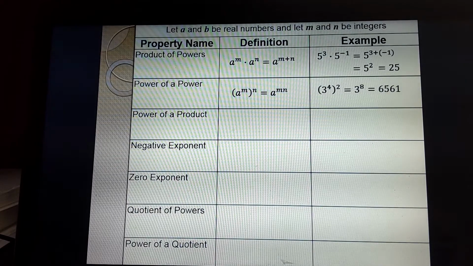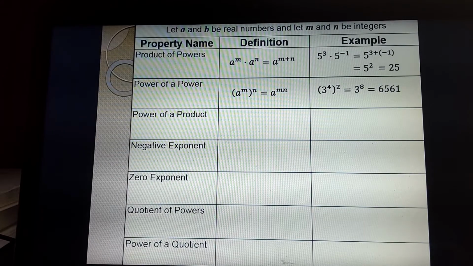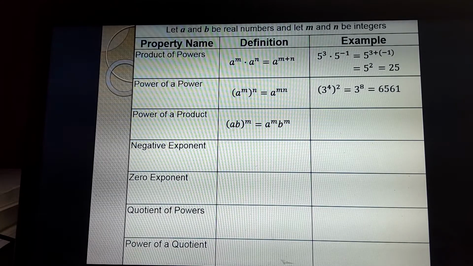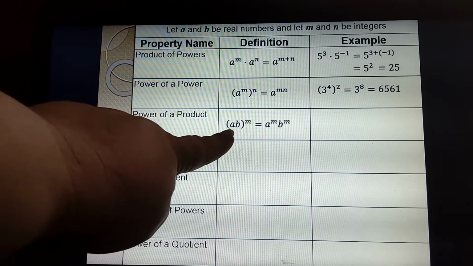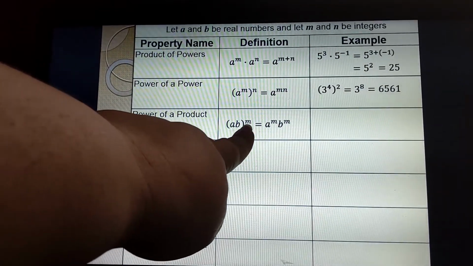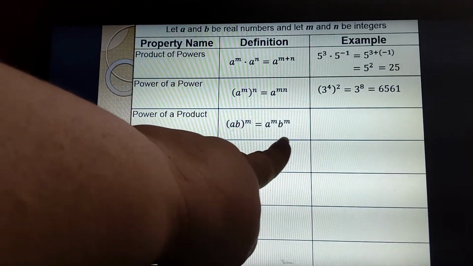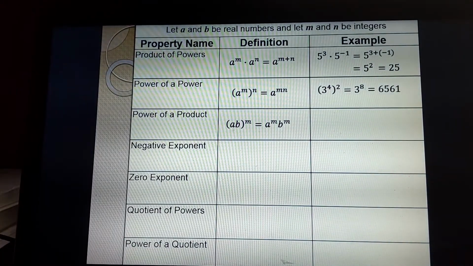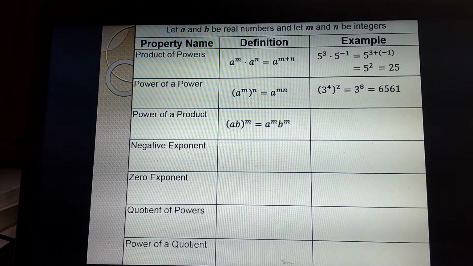All right, our third rule, power of a product. That means you have a product, two things that you're multiplying, and you're going to take it to a power. So you're going to have something that looks like this. Notice inside the parentheses you have two bases and they're different. One is A and one is B. And you only have one exponent. What that means is you take the exponent and you distribute it to each base.